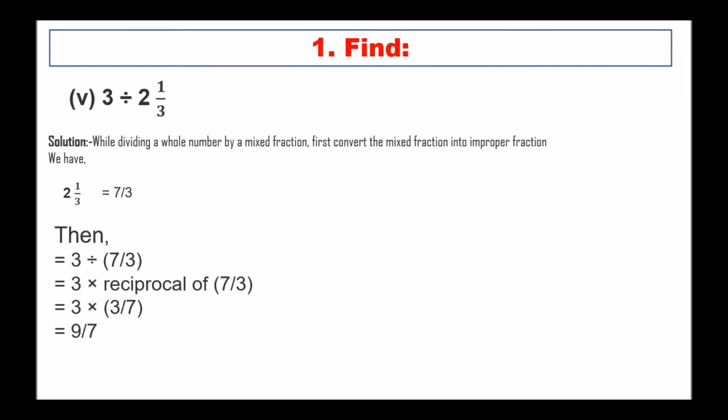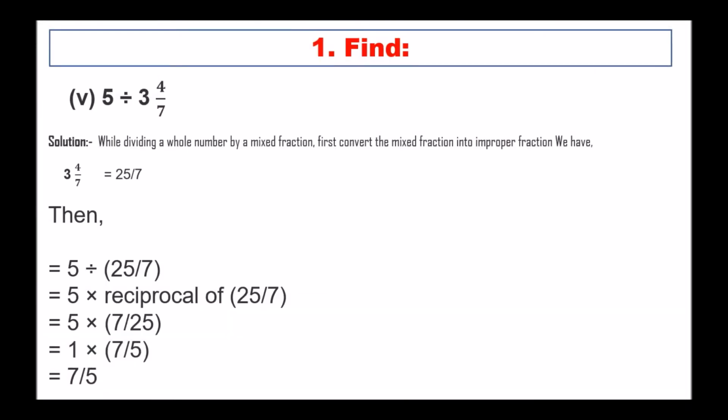Next 3 divided by 2 and 1 by 3. First we will convert 2 and 1 by 3 into improper fraction, that is 7 upon 3. Now we will find 3 divided by 7 upon 3. So 3 into reciprocal of 7 upon 3, that is 3 into 3 by 7. So 3 into 3 is 9 upon 7. So it is 9 upon 7.